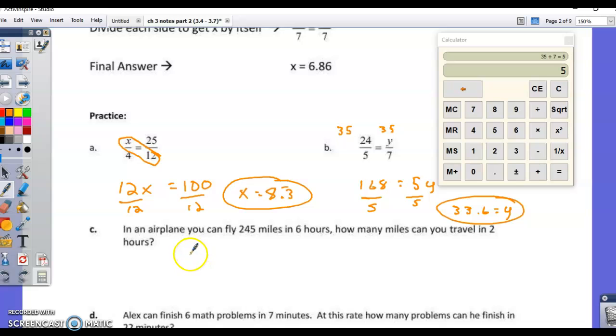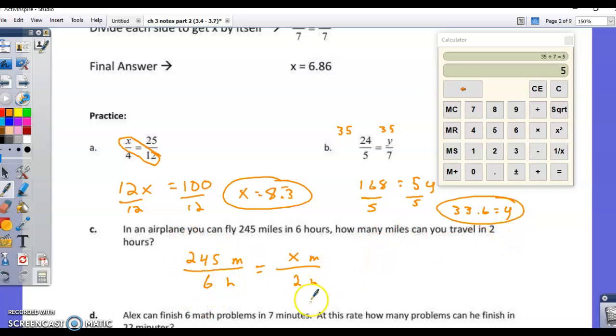We can say we flew 245 miles, and I'm going to put the unit there just so you can see, in 6 hours. So we want to set up a proportion to figure out how far we will travel in 2 hours. We don't know the miles, so I'm just going to put a variable in there, x miles, but we know we're trying to get it in 2 hours.